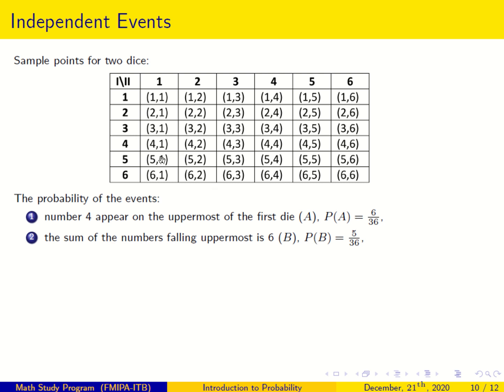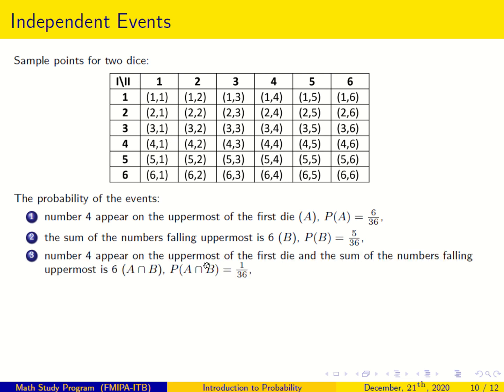So what is the probability? 1, 2, 3, 4, 5. 5 out of 36. And what about A intersection B?